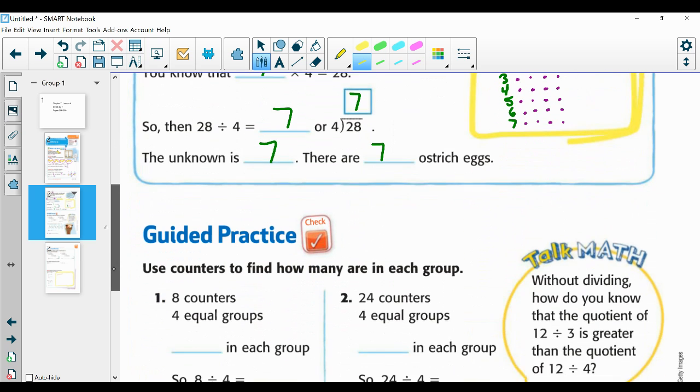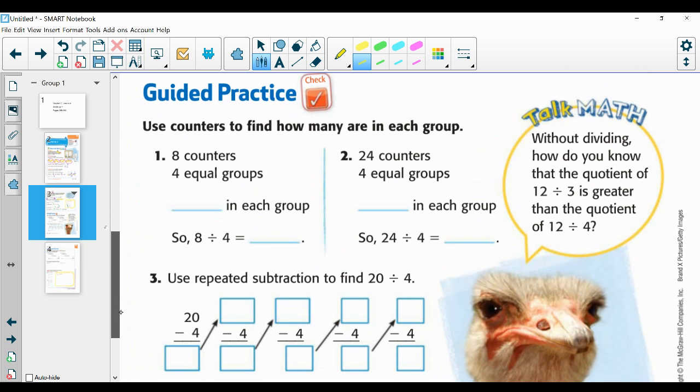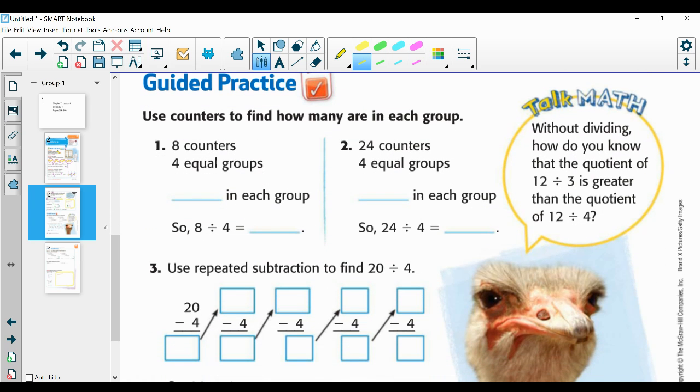Okay, let's do guided practice. Okay, so you're going to use counters to find how many there are in each group. You can draw them on another piece of paper, or you can use beans or Matchbox cars or Legos or dolls, whatever you want to do. Okay, so 8 counters in 4 equal groups is blank in each group. So 8 divided by 4 equals blank. So find that answer, and then I will do it. Pause your video.